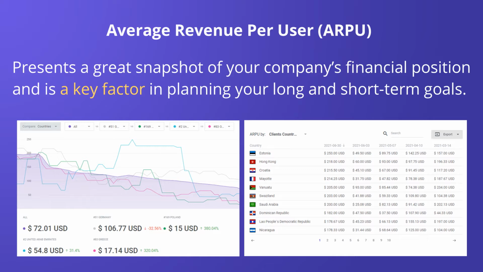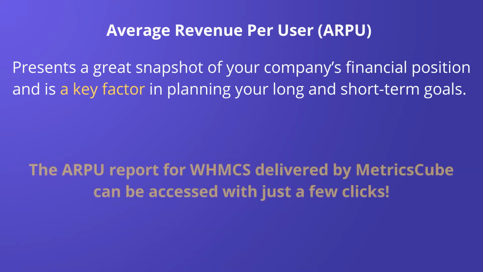ARPU provides you with a great snapshot of your company's financial position and is a key factor in planning your long and short-term goals. When running a subscription business, it's extremely vital to monitor if your company is moving in the right direction. Thanks to the ARPU report for WHMCS provided by MetricsCube, you can assess the impact of your new strategy, as well as evaluate the efficiency of acquisition channels with just a few clicks.